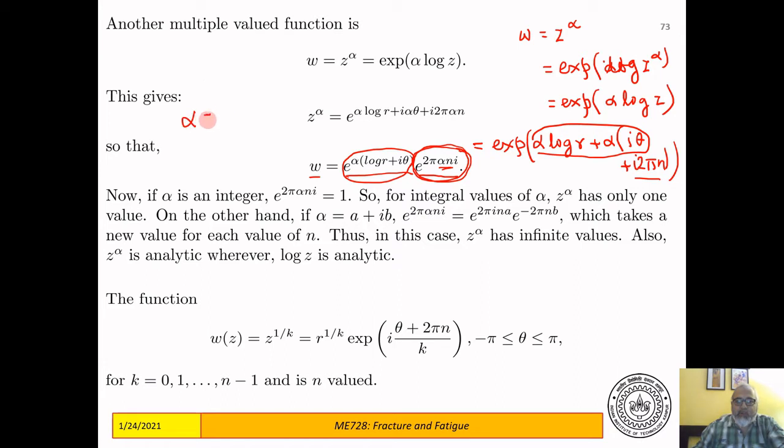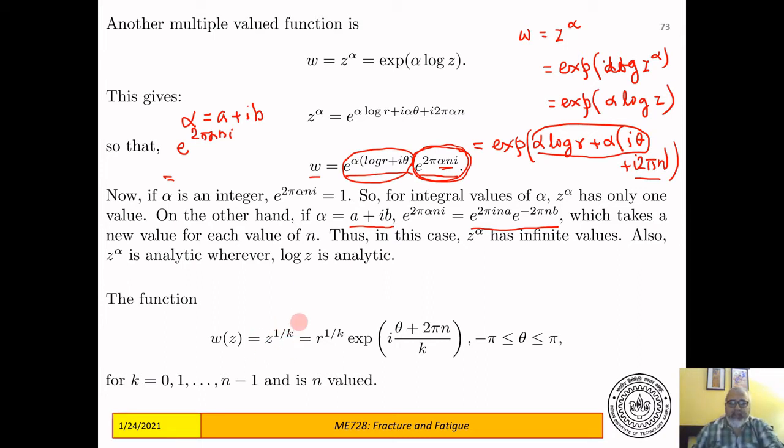However, if alpha is of the form, let's say a plus ib, then e to the power 2 pi alpha n i can be written as this. So it will take a new value for every value of n, as you remember, 0, plus minus 1, plus minus 2, etc. So it has infinite values. Therefore, if alpha is non-integer, or if it's complex like this, then it has multiple values, an infinite number of values. It's a multiple valued function.